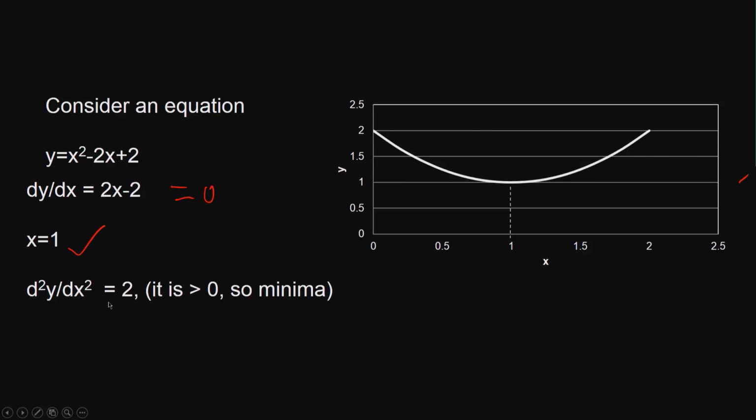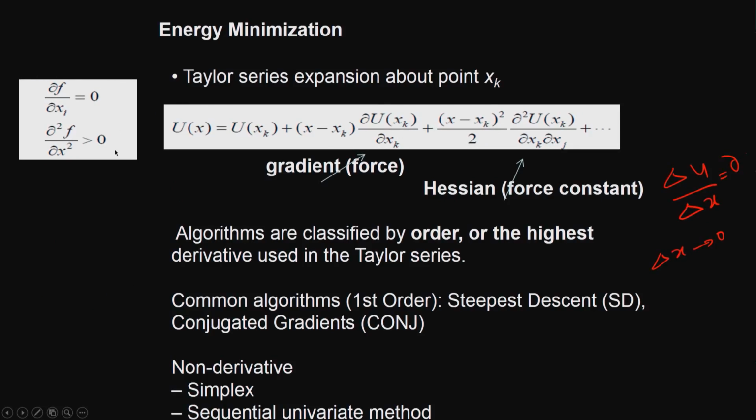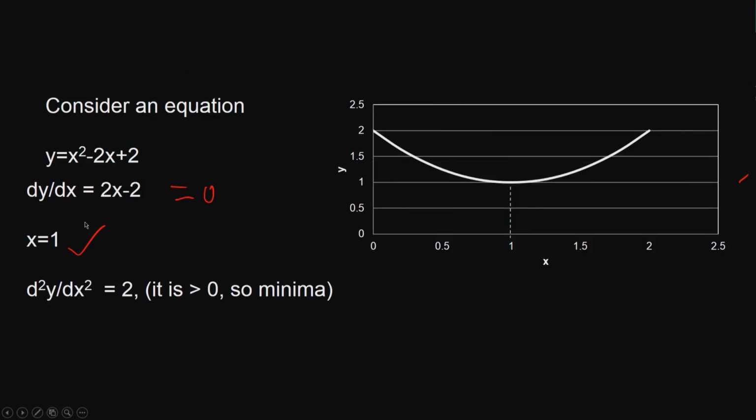Now I need to find out whether this is a minimum or maximum. So what is the condition for minimum? Here I had mentioned, right, d square f by dx square should be greater than 0. So d square y by dx square, I differentiate again, it comes to 2, because this will become gone, this is 0, so 2 and this is greater than 0, so it is a minimum.